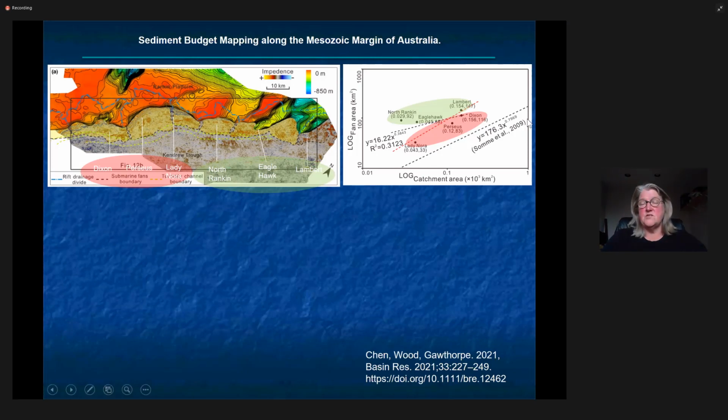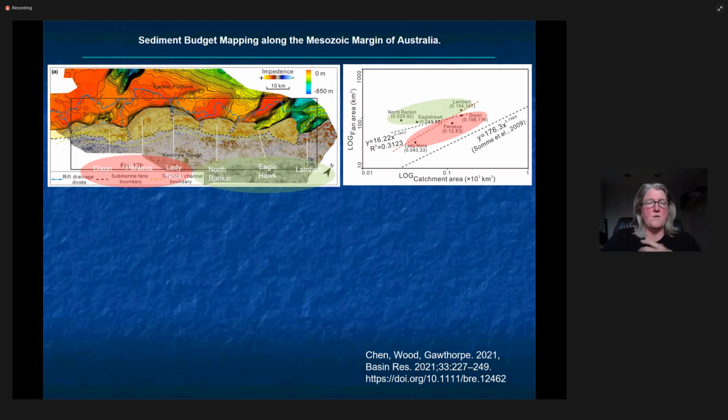And a lot of people love to use this trend to predict fan areas. But what we find is that when we get into these tectonically active rifted basins, we need to collect our own data and do our own thing, because the trends don't always match these more mixed trends that Sømme has. This is an amazing paper. So we could see that Dixon, Perseus, and Lady Nora were what we call sediment constrained or sediment limited for their catchment size. And North Rankin, Eagle Hawk, and Lambert were overstuffed with sediment for their catchment size.